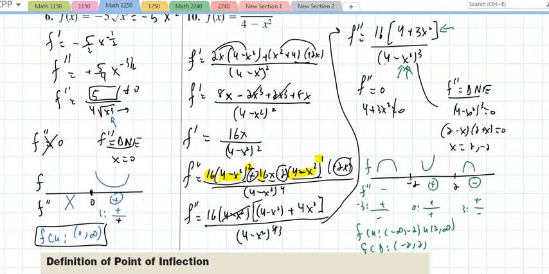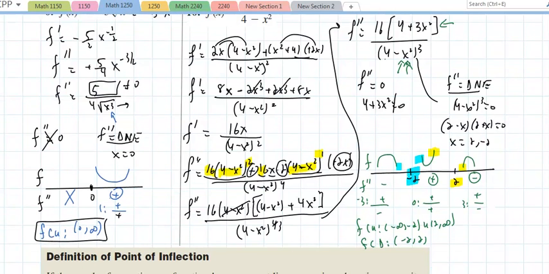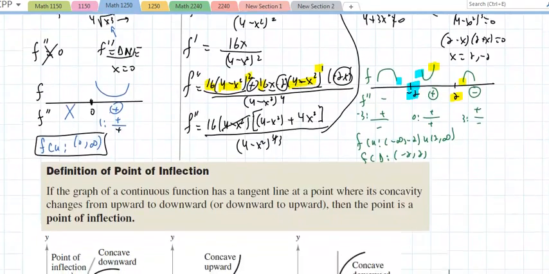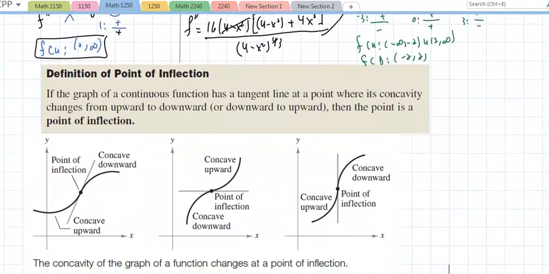Now what's coming next? Do you see how this changes from concaving down to concaving up? We call that an inflection point. And do we see that here it was concaving up, now it's concaving down? We call that an inflection point as well. Kind of like a minimum maximum thing. So the graph must change concavity for it to count as an inflection point, and here it is.